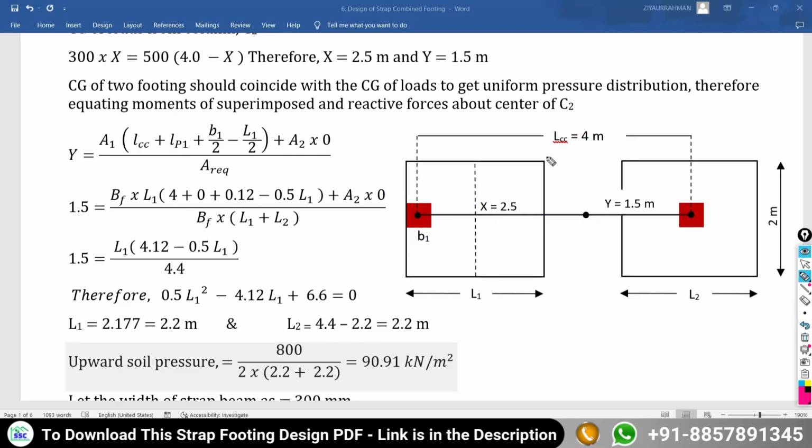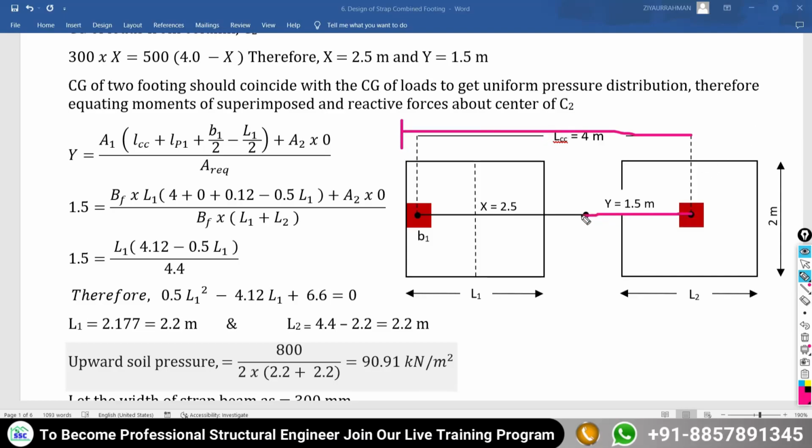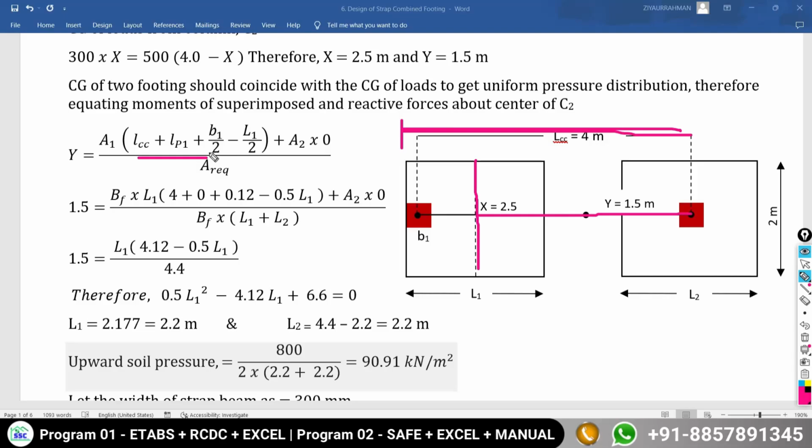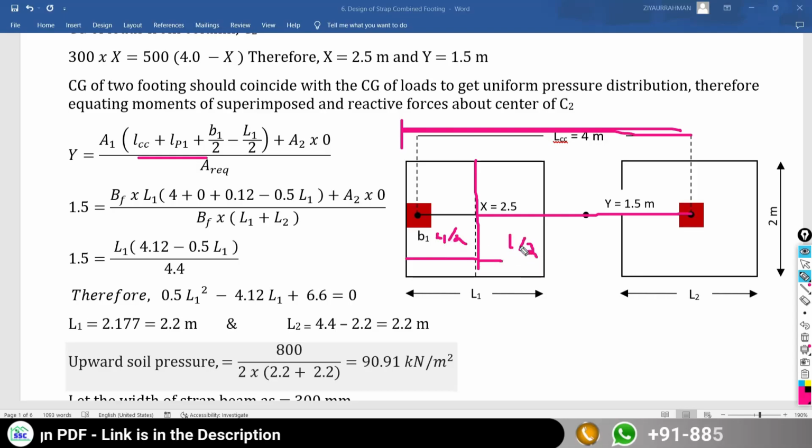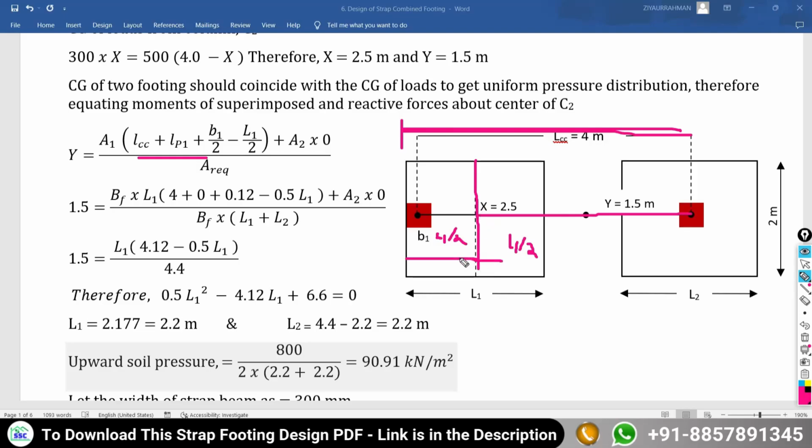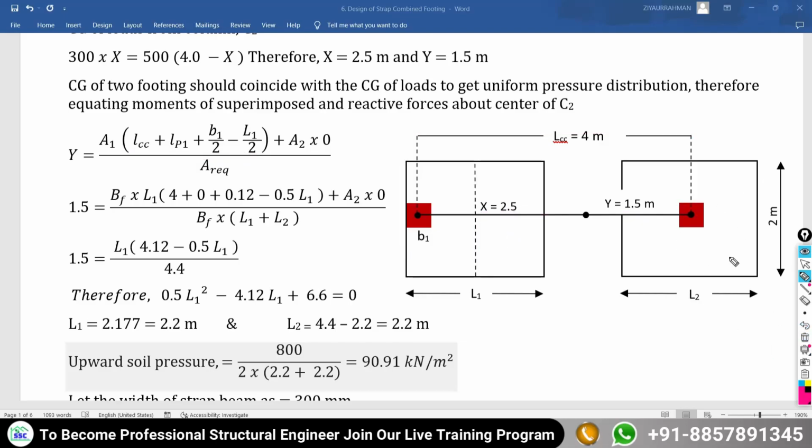Now we have the total distance up to the edge of the footing, but that is not what is required. We actually have to calculate the distance up to the center of your foundation. So that will become equal to the total span that we calculated, LCC plus LP1 plus B1 by 2, minus half of L1, that is L1 by 2. If you subtract this L1 by 2 from the total span, you get this much distance. It is calculated by this formula, multiplied by the area of the first footing.